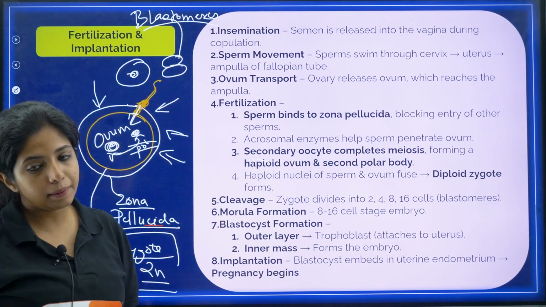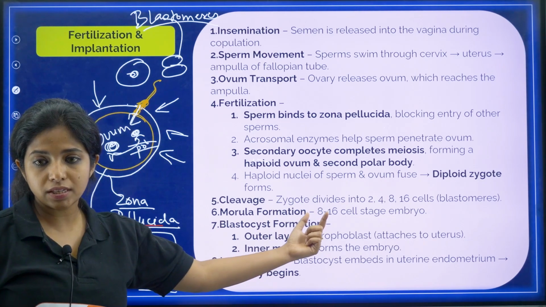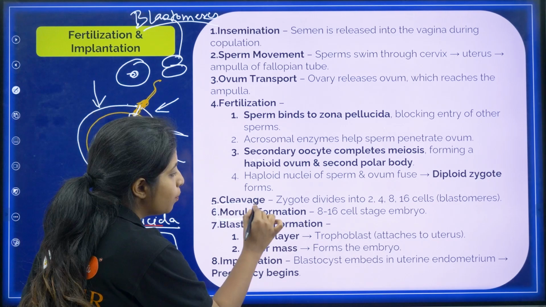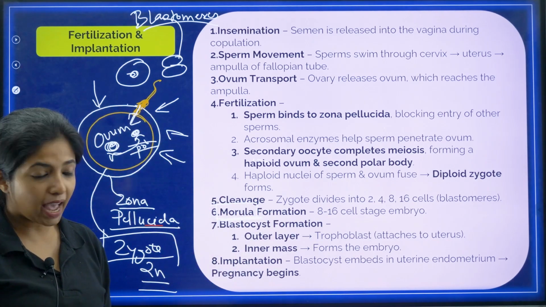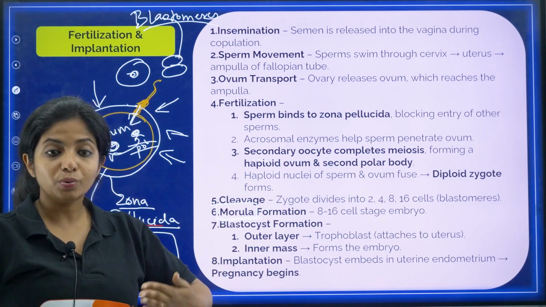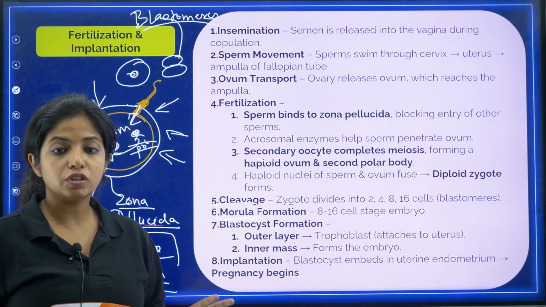They are known as blastomeres. Now, when the 8 to 16 cell stage occurs, my dear children, you call this stage of the embryo the morula. And this process where the zygote is dividing on its way towards the uterus, you call it cleavage. When 8 to 16 cells form, it is known as the morula.